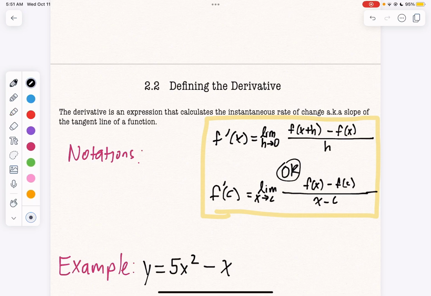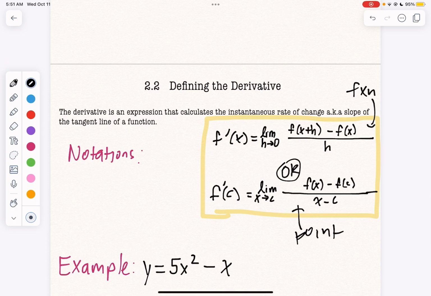Let me write this down before I lose it. Of course, the f of c would be used at a point. c is representing a value. And this one would be used for a whole function, which is why you have f of x.